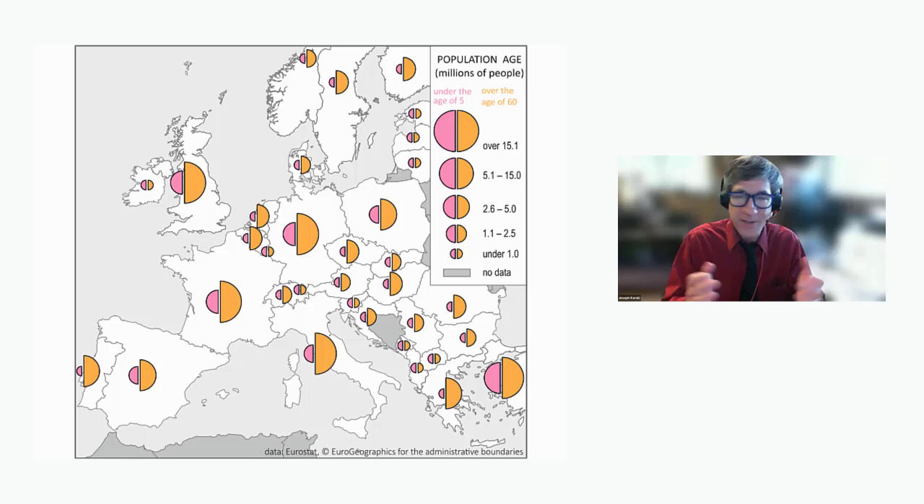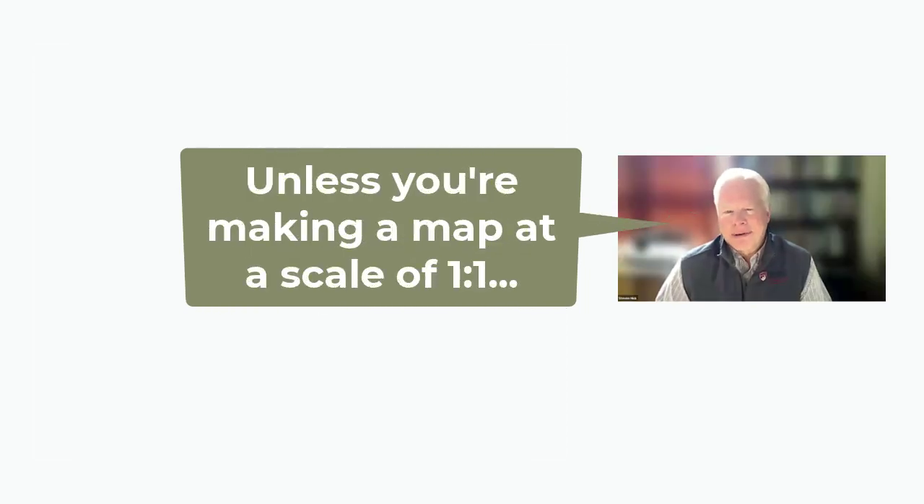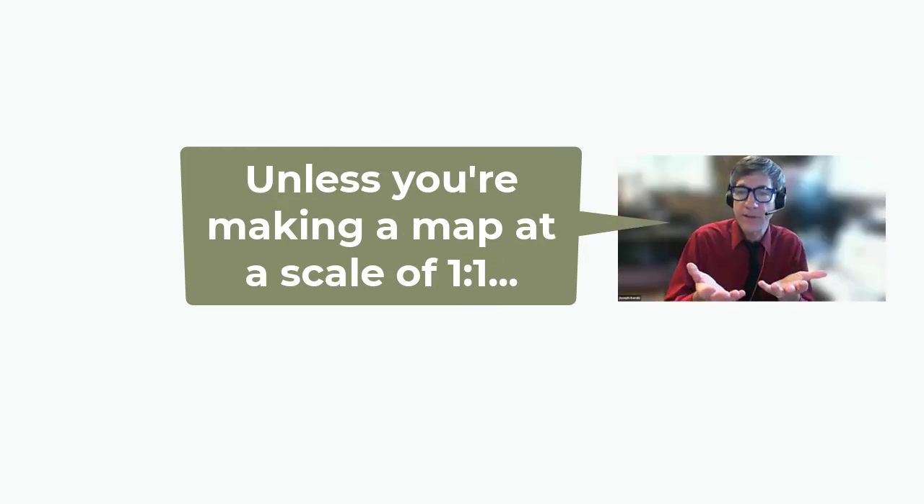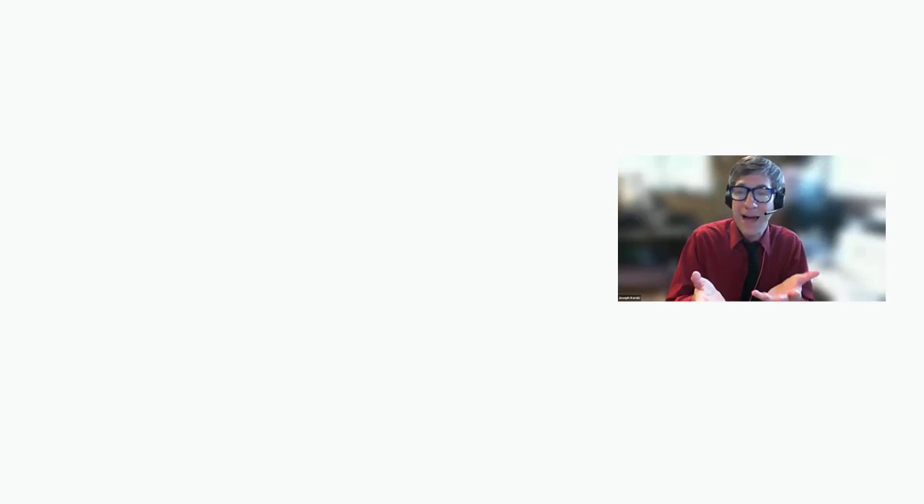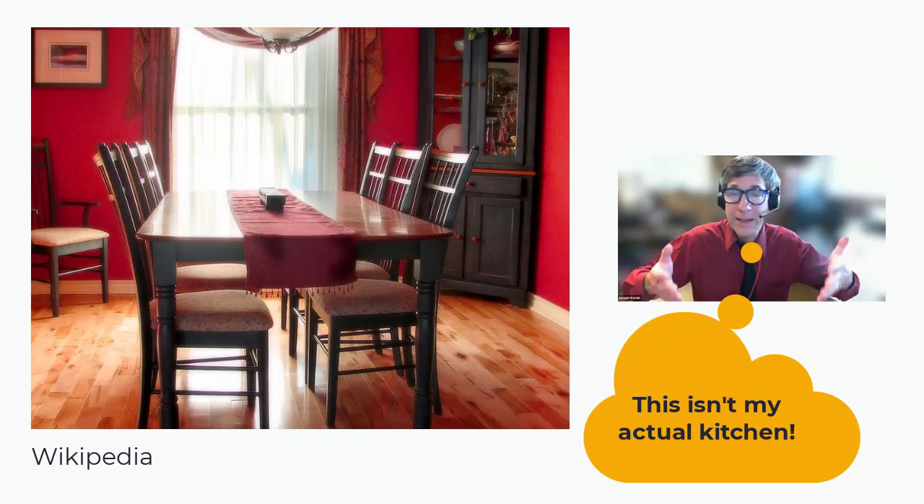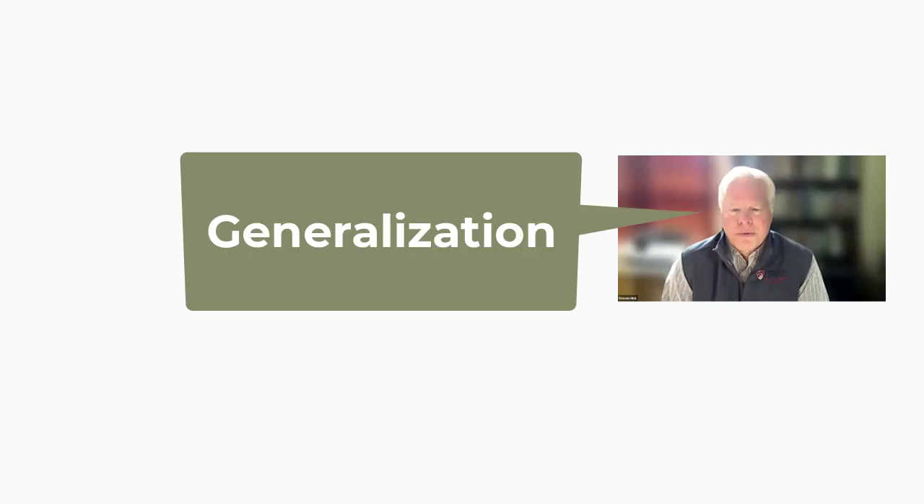Steve, there were a lot of terms I just threw out there. Maybe you should explain a few of these, such as generalization. Yes, generalization. So unless you're making a map at a scale of 1 to 1, 1 inch or 1 centimeter on the map equals an inch or centimeter on the ground, right? I suppose I could make a map of my kitchen table at 1 to 1 scale. Anything else, like my residence or my neighborhood, would get awfully hard to fold a paper map of that scale rather quickly. So maps have to be generalized.